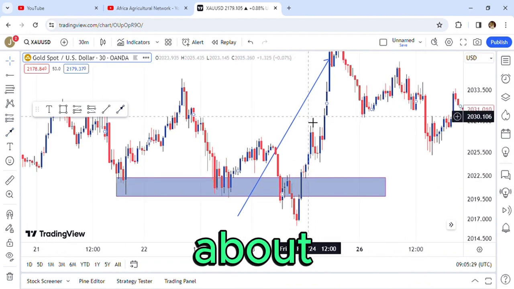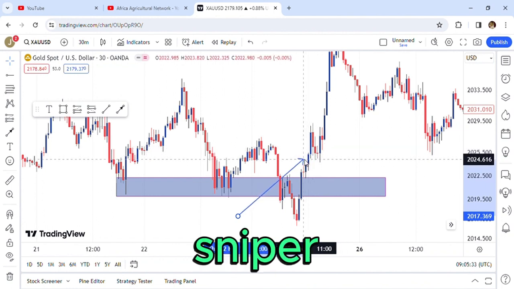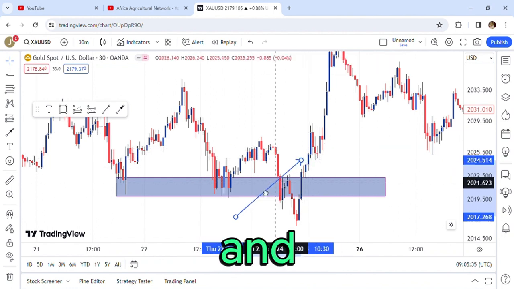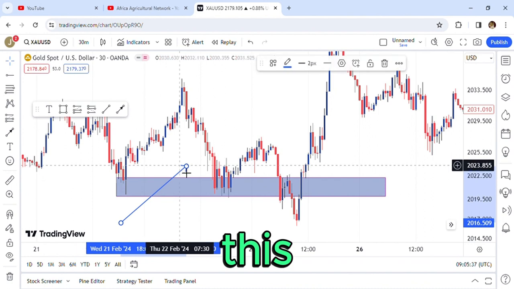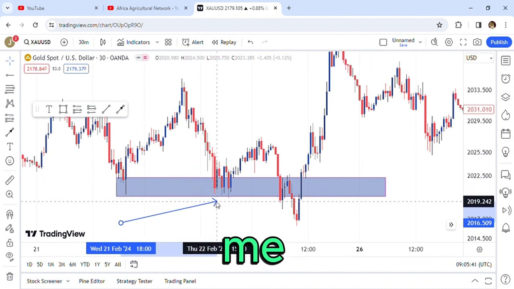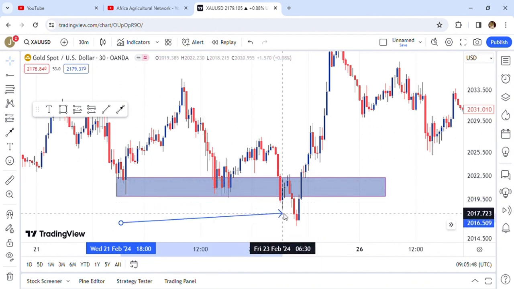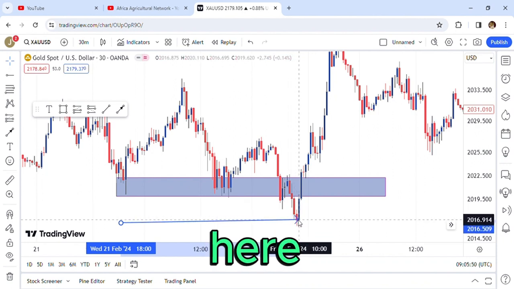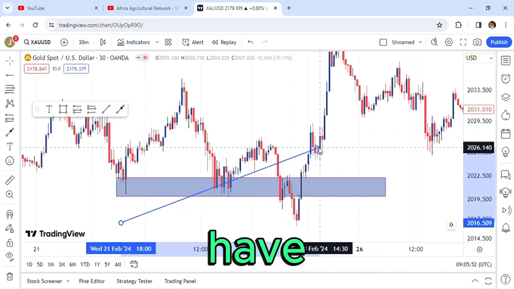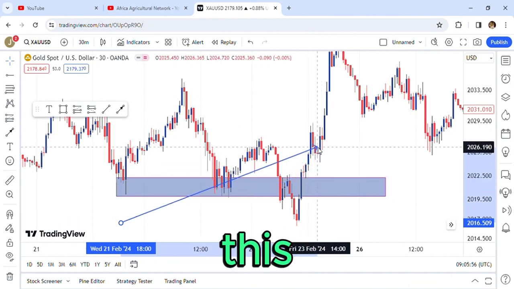Now the bit about this is that it helps give you sniper entries, and altogether you can tell that this is an inverted head and shoulder pattern. To me, I see it as an inverted head and shoulder pattern. This is the left shoulder. We have the head right over here, and the right shoulder could be right over here, or even this one.